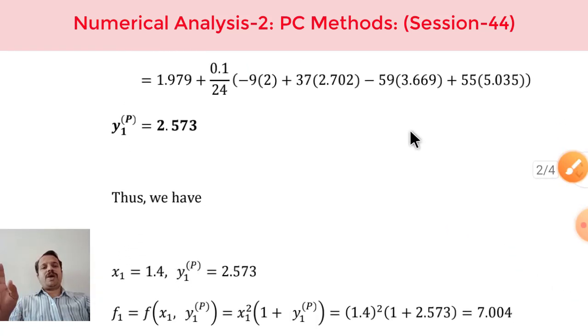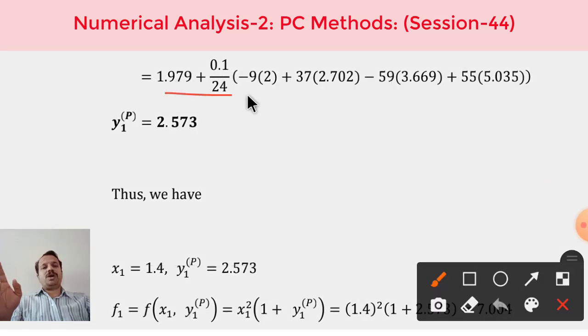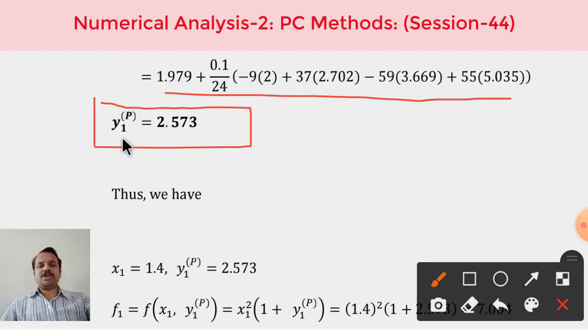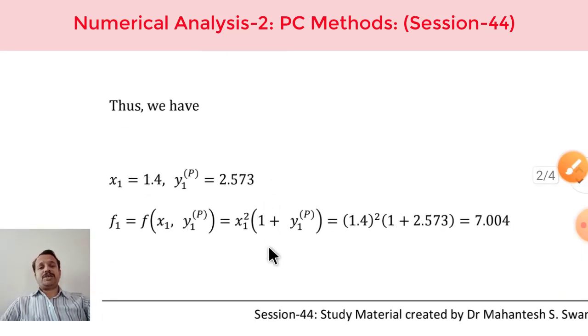Once we substitute the values in a proper way, it is very simple. We have to use our calculator and simplify this, and the final answer will be obtained as 2.573. So this is the predicted value of y1. The predicted value of y1 is to be used to go for the next step, that is the correction step. That is the iteration process. We have to use here the iteration formula, that is the correction formula, the corrector formula.